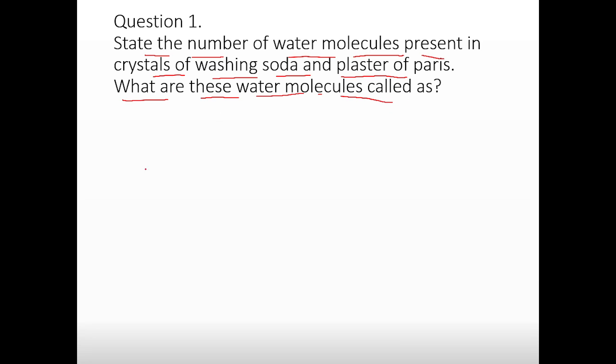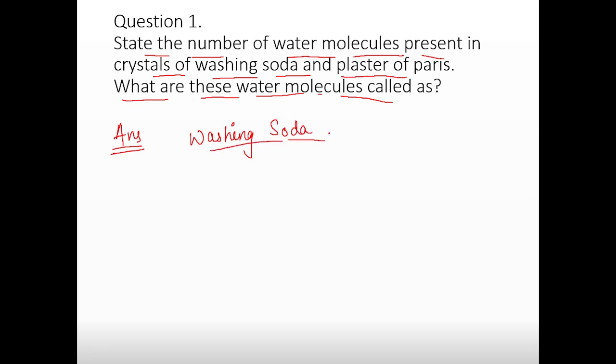I think this type of question we have already discussed in the earlier session. Basically, for this type of question, you just need to remember the formulas. If you remember the formulas, you will be able to write the answer. So you'll be writing the answer as: the first one is washing soda. First write the chemical formula of washing soda.